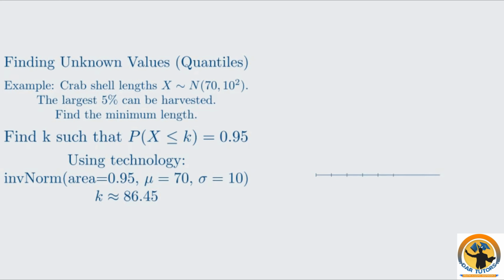This diagram shows what we've calculated. 95% of the curve's area is to the left of k, which is our 95th percentile. This corresponds to the threshold for harvesting.